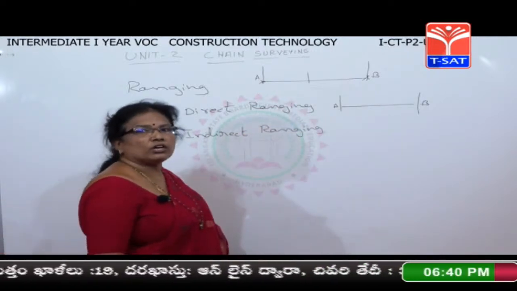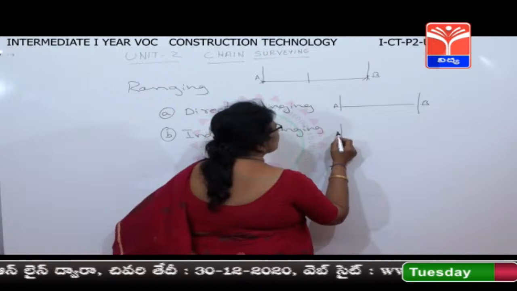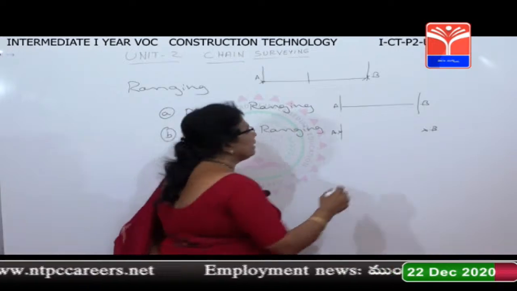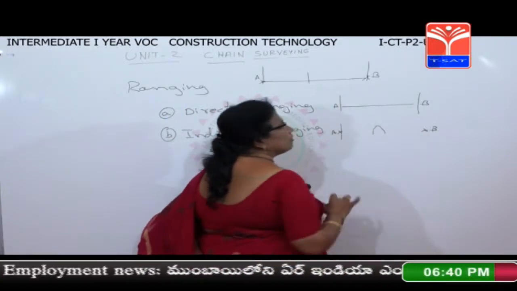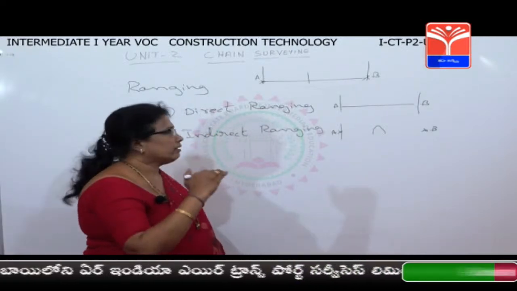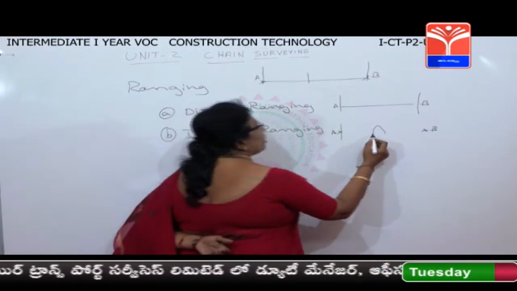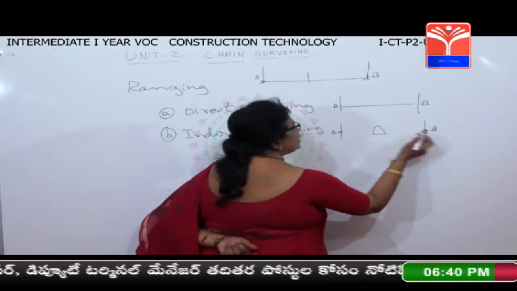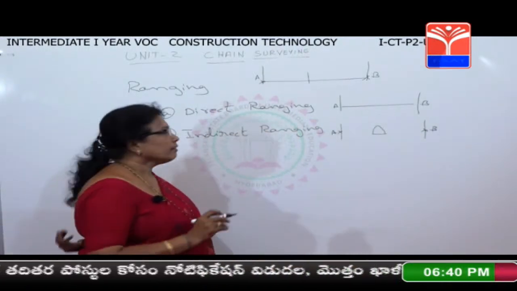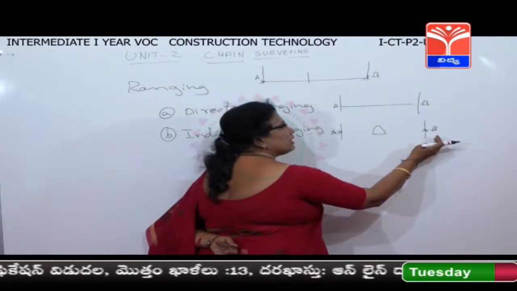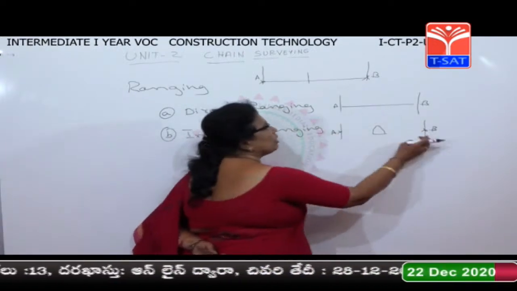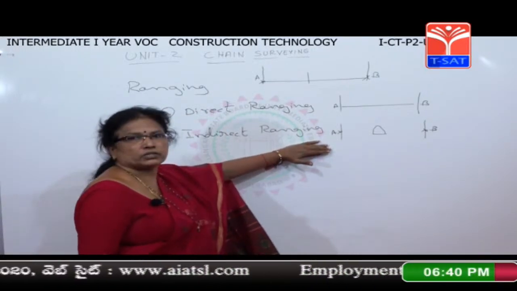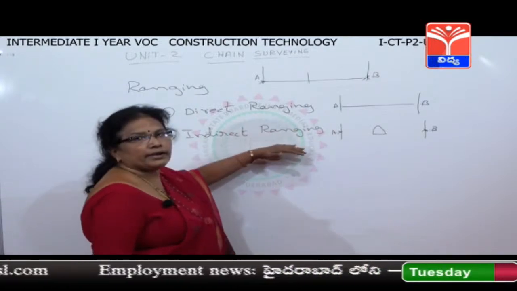When are both points not visible? Suppose this is the starting point A and this is the ending point B. There is some area on high level, or some mountain or something else, or a tree or a building, anything in the middle of these two points A and B. That time, person A cannot see B and person B cannot see A. Both points are not visible to each other. That time you will do indirect ranging. So this is about direct ranging and indirect ranging.